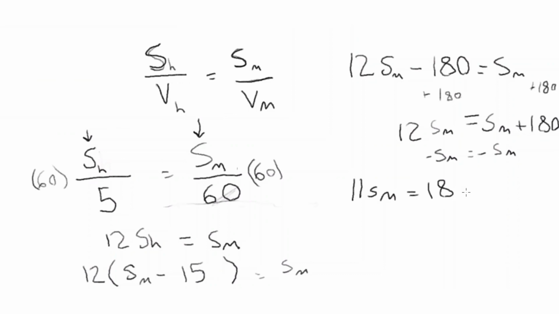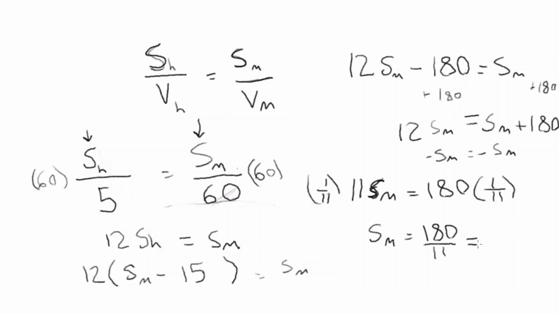We're so close. So now SM equals 180 divided by 11, because I'm going to divide both sides by 11. I didn't write it, but let's write it just to be thorough. 1 over 11. Alexa, what is 180 divided by 11? 16.36. We have our answer. It's 16.36 tick marks is the distance.